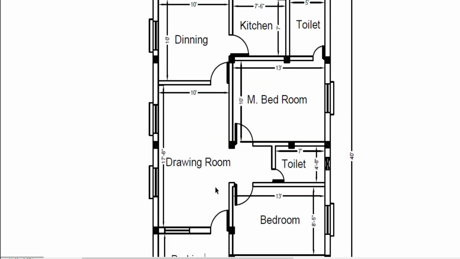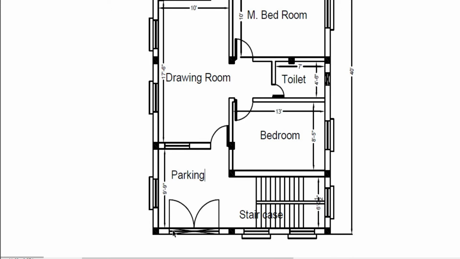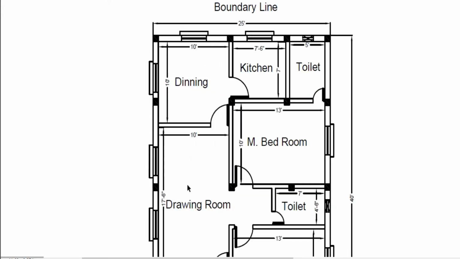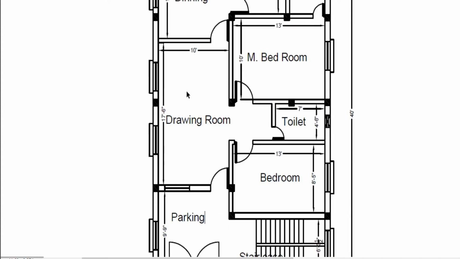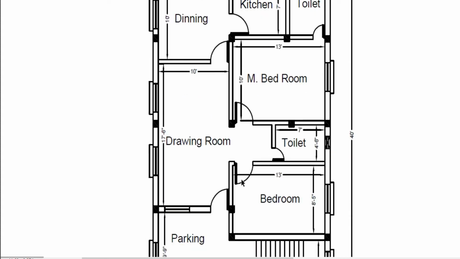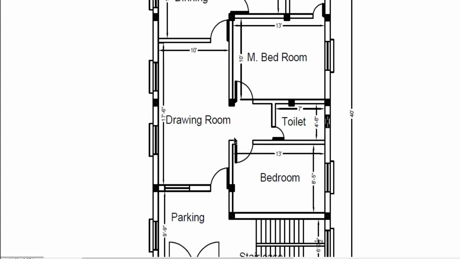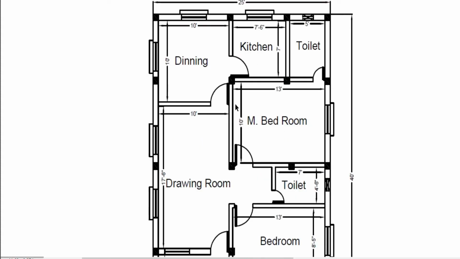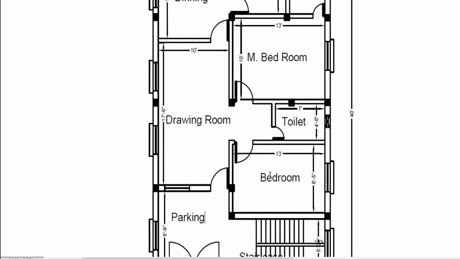Remember that in this house plan the outer walls and the staircase side wall must have a thickness of 250 mm, that is a 10 inch thick brick wall, and all the remaining internal walls have a thickness of 5 inch. Okay, so let's see what other parameters I have taken here.